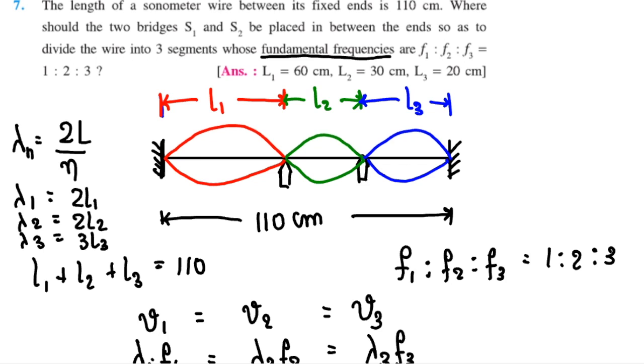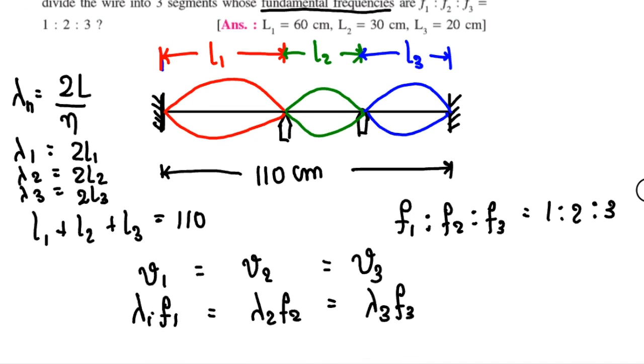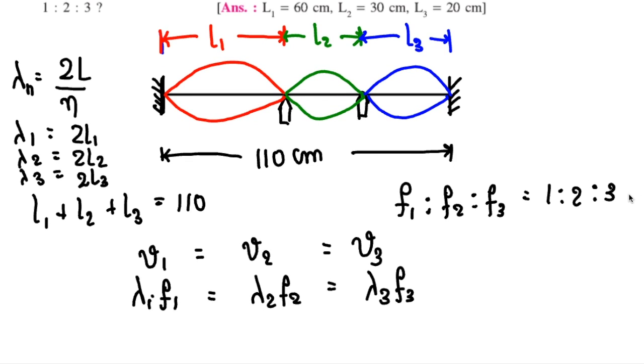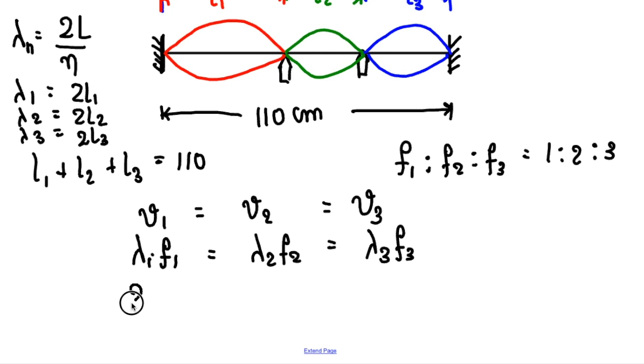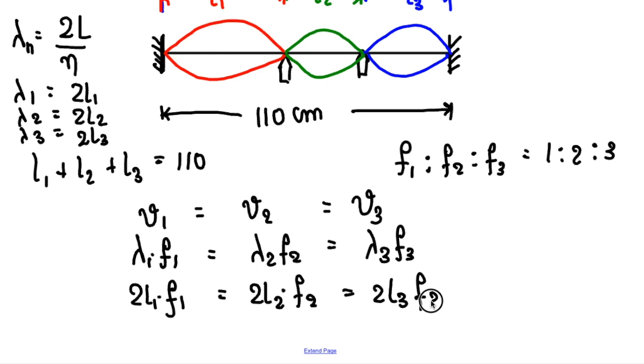Oops, small mistake here, it will be lambda 3 equals 2 into l3, right? Because here also it will complete a full wave if my length is repeated 2 times. Now substituting those values over here, I'll have 2 into l1 f1 equals 2 into l2 f2 equals 2 into l3 f3.